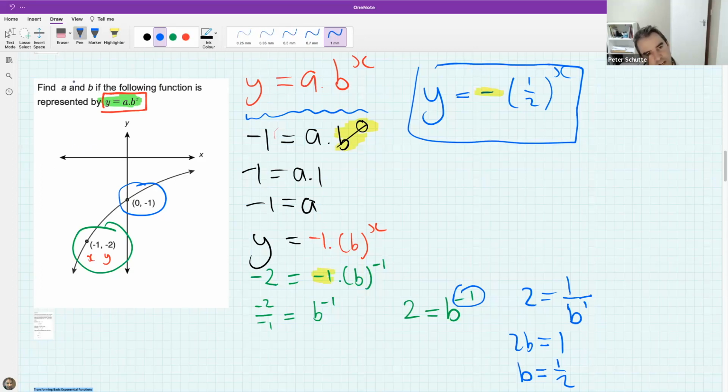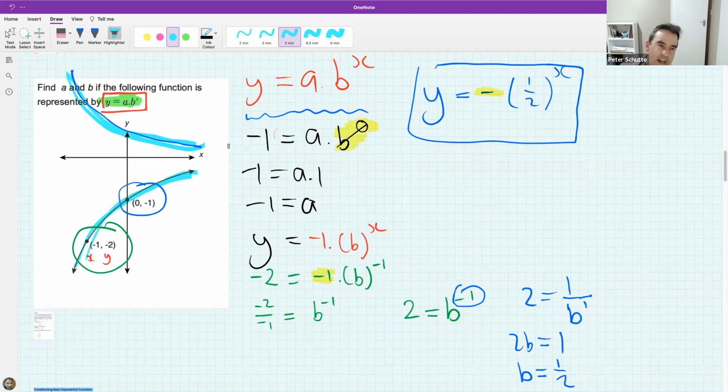Well, let me see if I can draw it. It used to look like this. So if you imagine that was a decreasing exponential function, and when you put the negative in front, when it became a negative y, it ended up going down to here. So the original shape was up here, and when we put that negative in front of it, it flipped it over the x-axis.